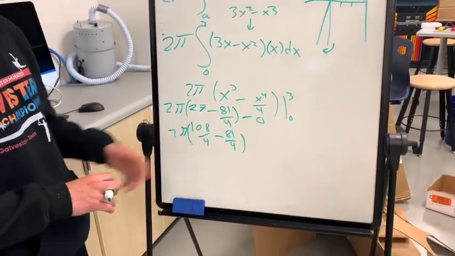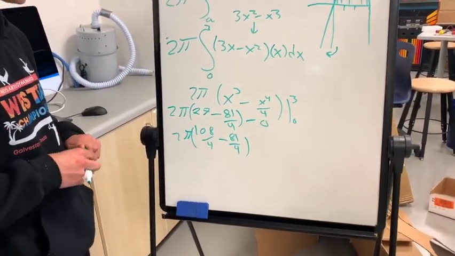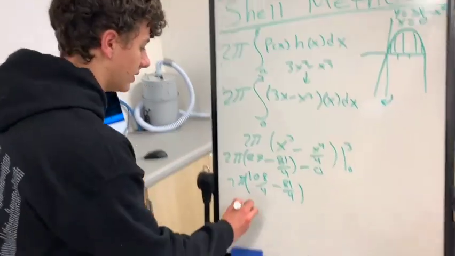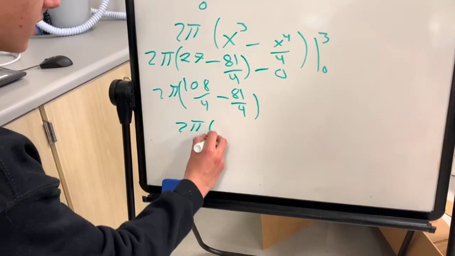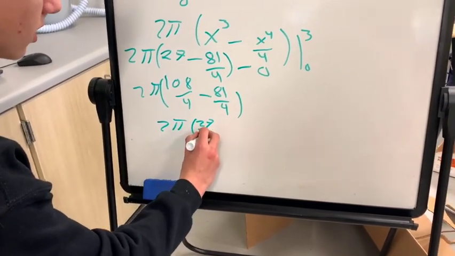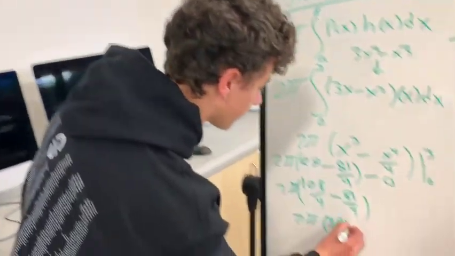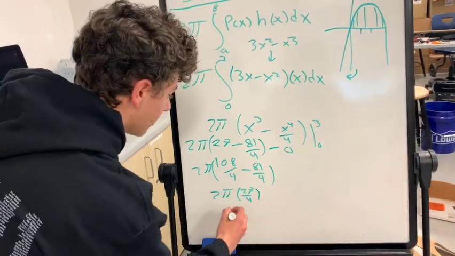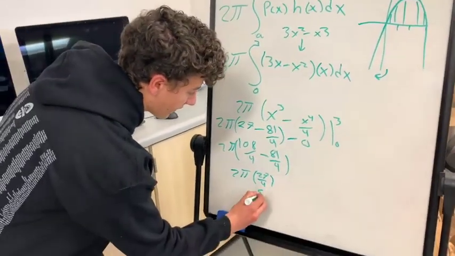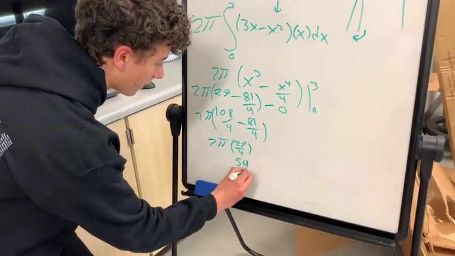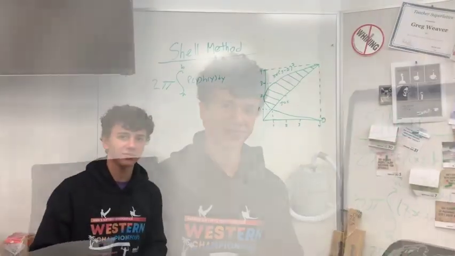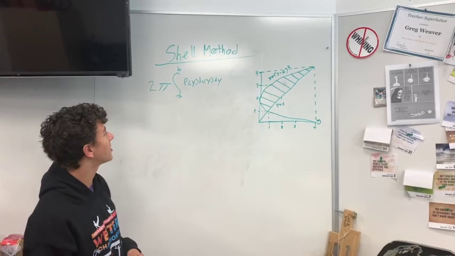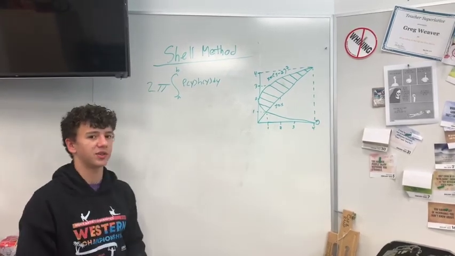So now we want to subtract 81 from 108, which is 27. So our final answer would be 2 pi times 27 over 4. And if you want to simplify that even further, you can take out this 2, and that would be 54 over 4 pi. And that's our answer. Alright, let's try one more practice problem using the shell method we learned today.